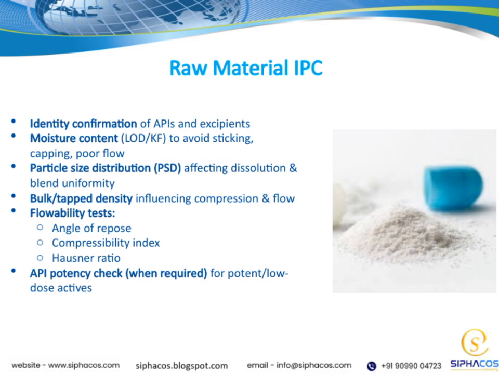Finally, raw material in-process controls, or IPC, are a critical part of our quality assurance process. They help us catch issues early and maintain control over each batch, linking all these parameters back to our overall goal of producing a safe, effective, and high-quality pharmaceutical product.